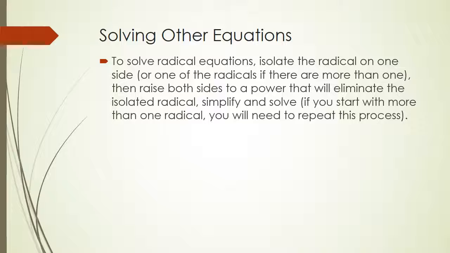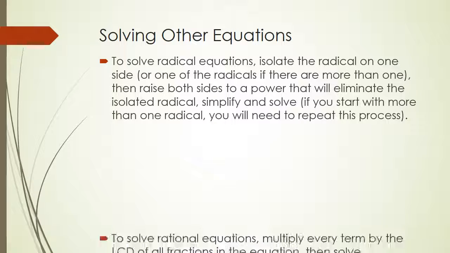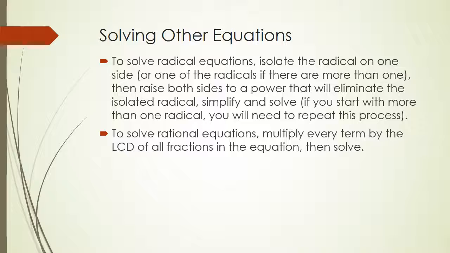In order to do this, you need to isolate the radical on one side, or if there's more than one radical, you need to isolate one of them on one side. Then what we're going to do is raise both sides to the power that will eliminate the isolated radical. In other words, if we have a square root, we will square both sides. If we have a cube root, we will cube both sides. If you have a fourth root, you will raise both sides to the fourth power, and so on. We will then simplify and solve. Now, if you start with more than one radical, you're going to probably need to repeat this process, so you need to be patient.